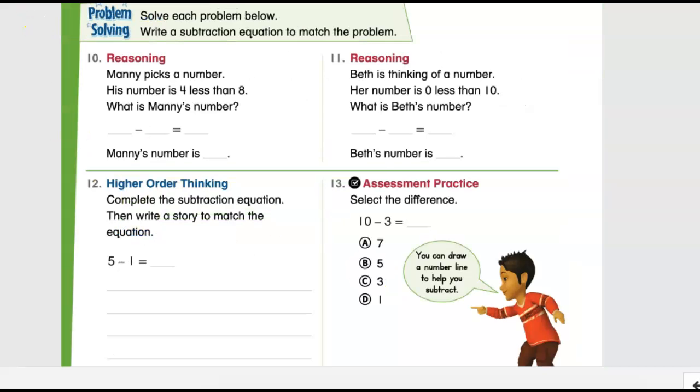Now, class, I'm going to begin talking about page 80, our last page of the lesson for today. So if you are still working on number 9, just go ahead and pause this video. And then when you play it, it will begin talking about our last page and number 10. Number 10 says, Manny picks a number.